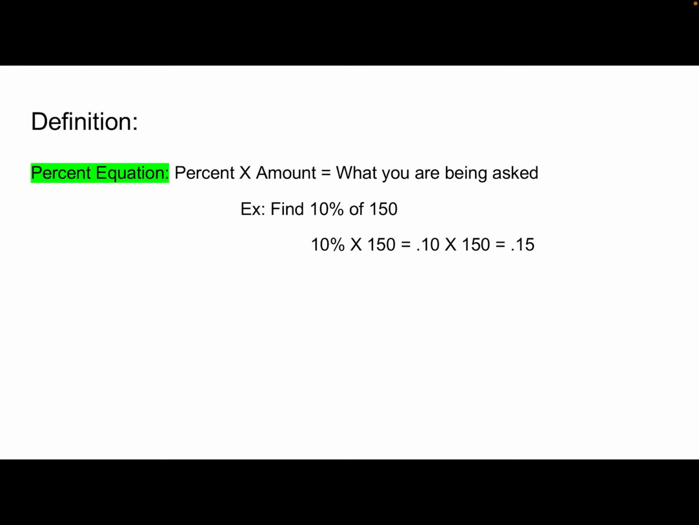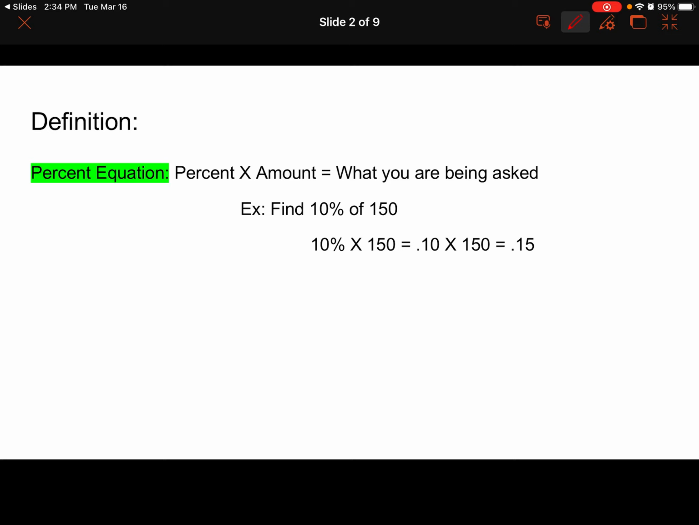So here's an example for us. If we want to find 10% of 150, then we need to multiply 10% times 150. And of course we can see here 10% will become 0.10 because that is what 10% is as a decimal. So we'll multiply that 0.10 times 150 and that'll give us 15.